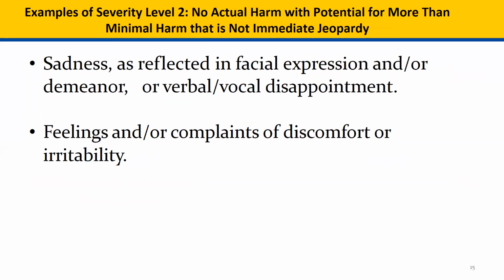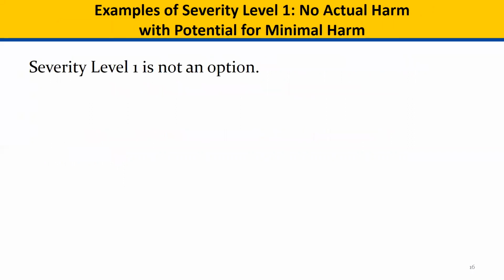For severity level 2, examples include, but are not limited to, the following. Sadness as reflected in facial expression and/or demeanor, or verbal vocal disappointment. Feelings and/or complaints of discomfort or irritability. Finally, severity level 1 is not an option because any facility practice that results in a reduction of psychosocial well-being diminishes the resident's quality of life. Therefore, the deficiency is at least a severity level 2 because it has the potential for more than minimal harm.